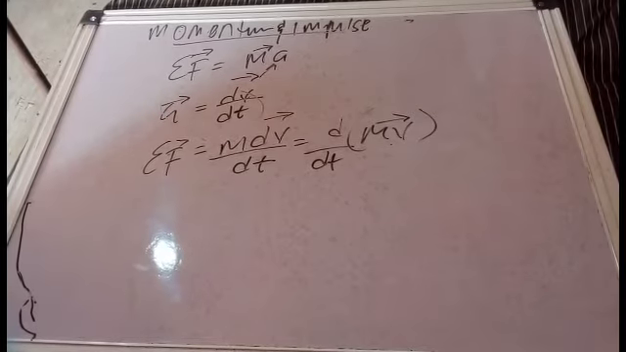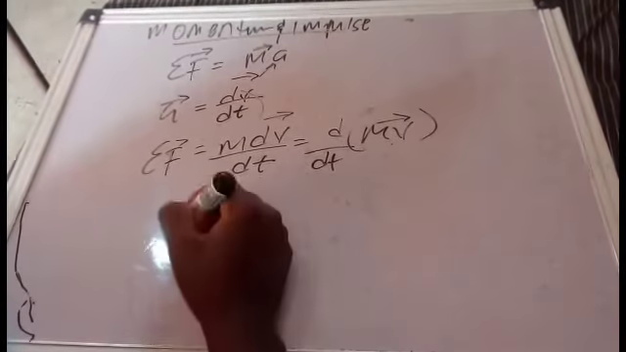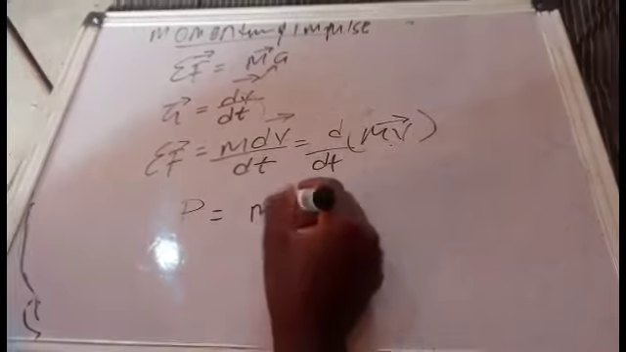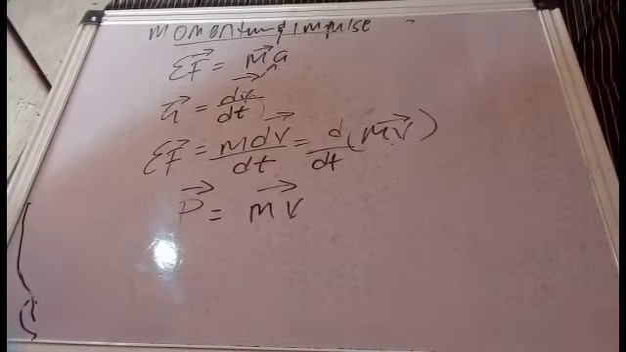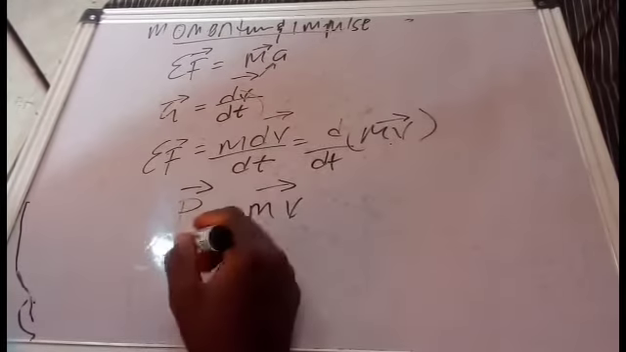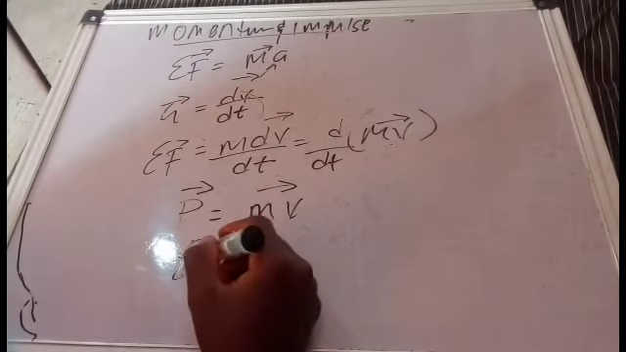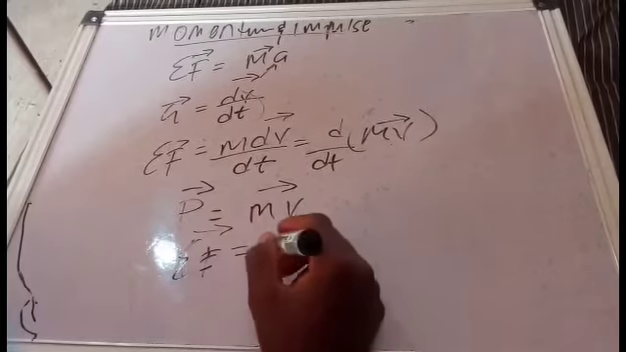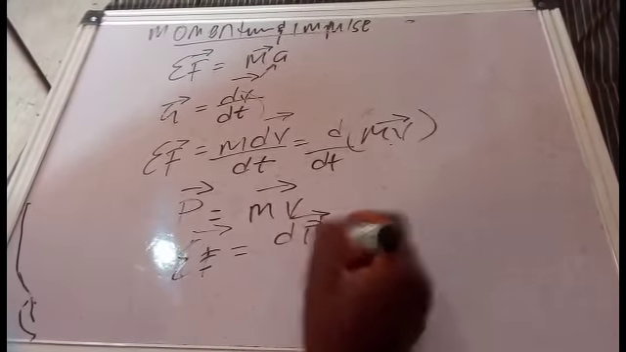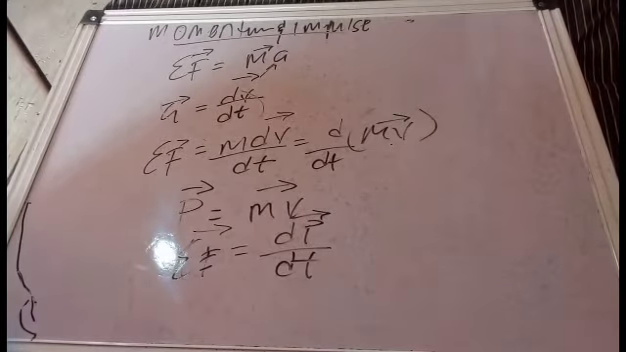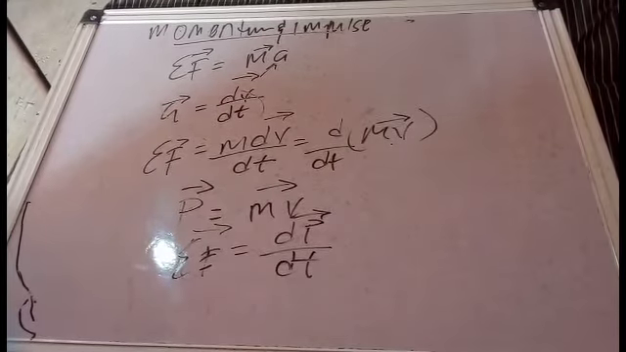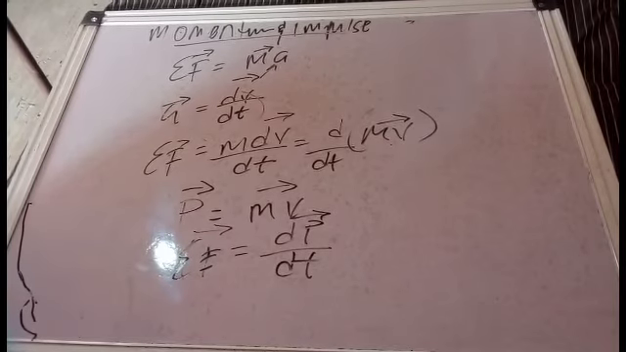So now we can say that the rate of change of mv is called momentum, or linear momentum. We can represent this with p. This is in the particle form. Now Newton's second law becomes the summation of force equals dp over dt. This is how we represent it in terms of the rate of change of momentum.